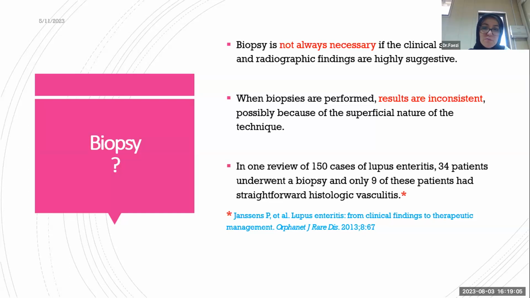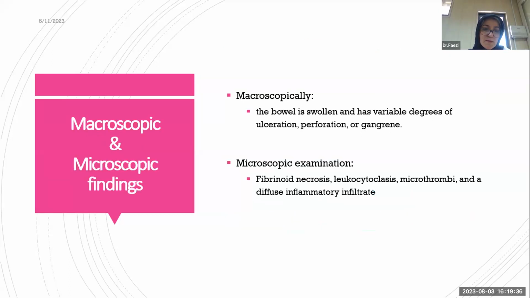As Dr. Shahnawaz mentioned, biopsy is not always necessary if the clinical scenario and the radiographic findings are highly suggestive, and when biopsies are performed, results are usually inconsistent because of the superficial nature of the technique. In one review of 150 cases of lupus enteritis, 34 patients underwent a biopsy, and only 9 of these patients had straightforward histologic vasculitis. In microscopy, we can see swelling of the bowel and variable degrees of ulceration, perforation, and gangrene. We can also see fibrinoid necrosis, leukocytoclasis, microthrombi, and diffuse inflammatory infiltration.